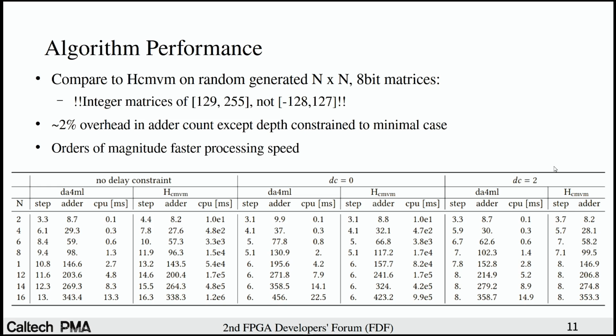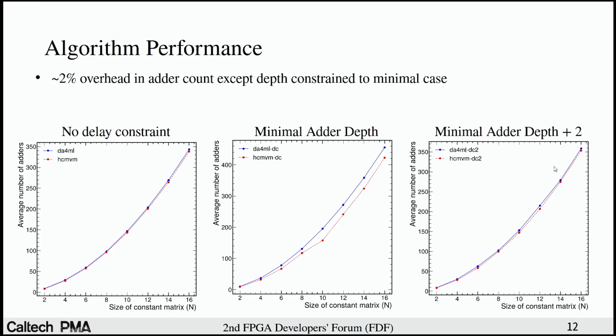And these are the exact numbers. So we checked against random matrices generated by n size. And each of these elements is uniformly distributed from -129 to 255, which is 8 bits. And it's a very different definition, but it's used in the original paper. So we basically follow this convention. And we observe around 2% overhead in terms of adder count. And the overhead is higher when the delay constraint is 0, so the adder tree is at its minimum depth. Though there are some known bugs actually found to be probably causing this, but that's another story.